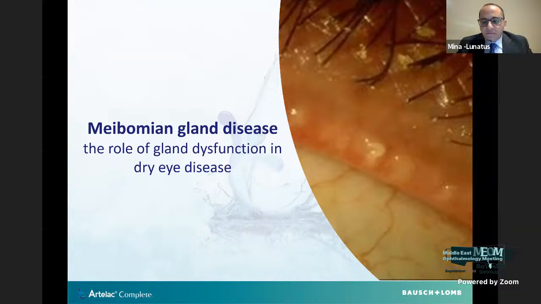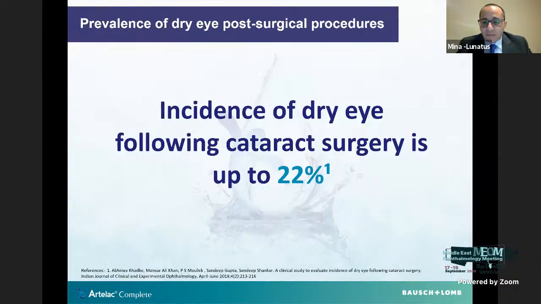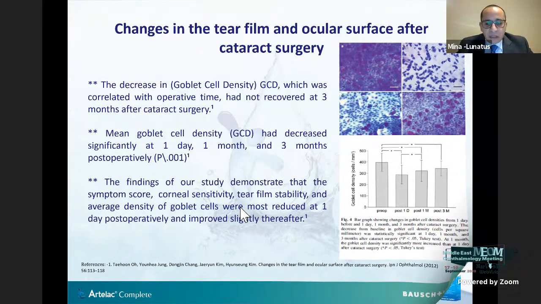So, for example, the indications of Artilac Complete include meibomian gland deficiency, where we have a deficiency in the lipid layer, which leads to hyperevaporation, or for example, cataract surgery, where we have a deficiency in the goblet cell density, even after 3 months of cataract surgeries.